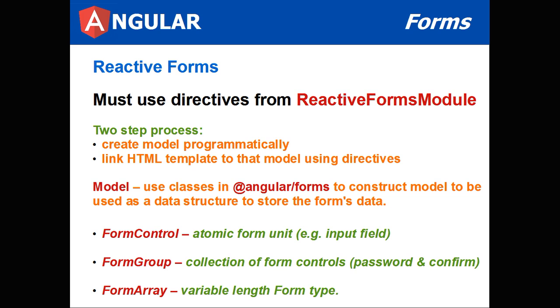A form control is an atomic form unit, that is, an input field. A form group is a collection of form controls. For example, suppose you want to group together a password and password confirmation. You would use a form group to group those two attributes together. A form array is a variable length form type. A form array could be used for a user to add additional input text fields, for example, and have the back-end data store dynamically grow in length.